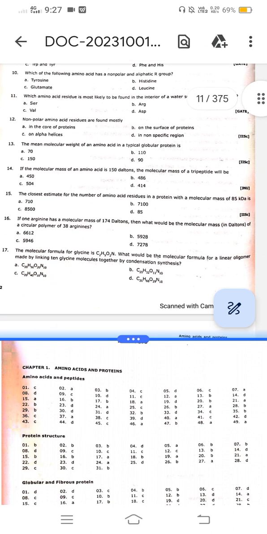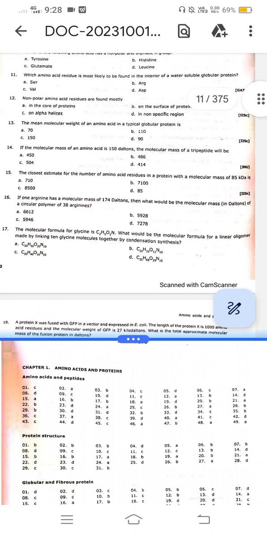And if one arginine has a molecular mass of 175 daltons, then what would be the molecular mass in daltons of a circular polymer of 38 arginines? Answer is actually the B. 5928. The molecular formula for glycine is C2H5O2N. What would be the molecular formula for a linear oligomer made by linking 10 glycine molecules together by condensation synthesis? C20, H32, O11, and N10.